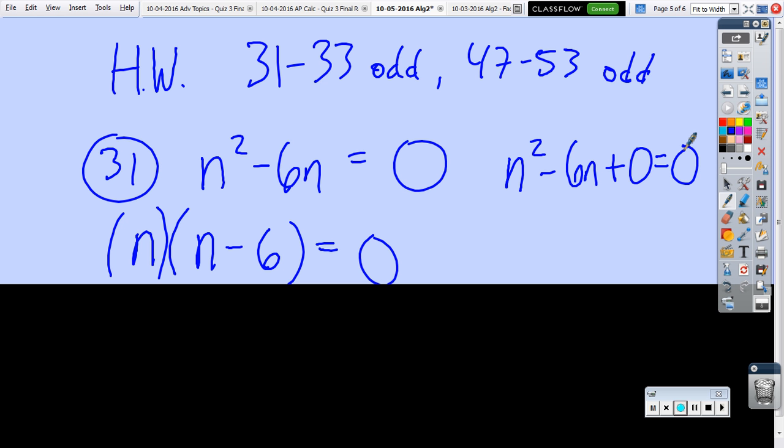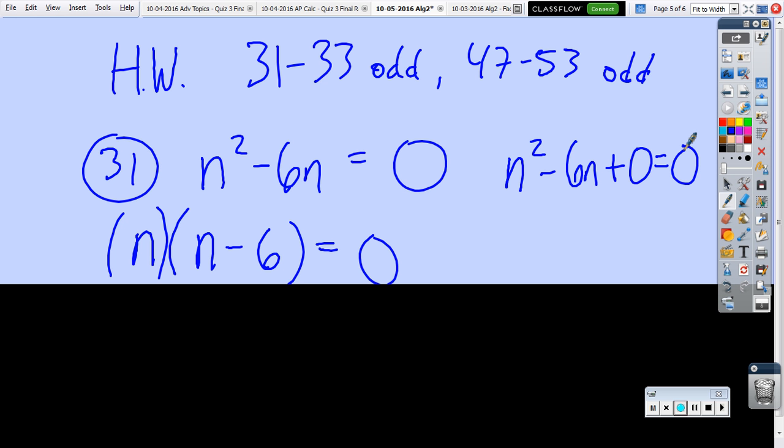If I say this times this equals 0, could either one of them be 0? Do they both have to be 0 at the same time? Like, does this have to be 0 and this have to be 0, what's in parentheses here, at the same time for this to be true? No. You're right. Not necessarily. They don't have to both be 0.